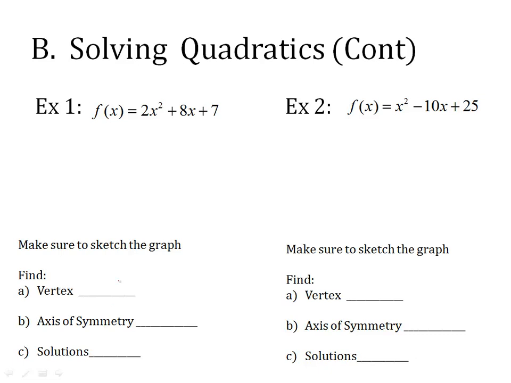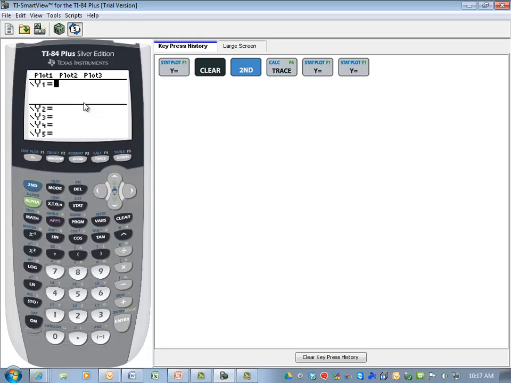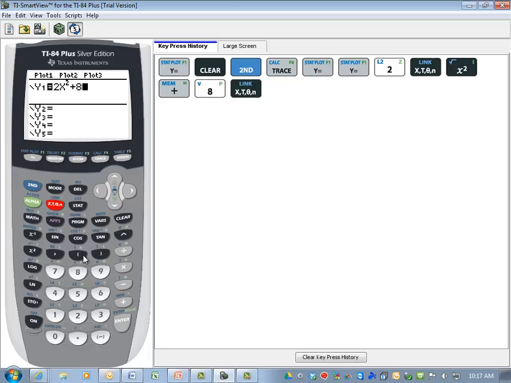All right, so let's try one of these. You have this equation, f of x equals 2x squared plus 8x plus 7. So we're going to go to our calculator, sketch this graph, and then use the calculator to help us find these solutions. We're going to type this in: 2x squared plus 8x plus 7. All we've done is type it in, and we're going to look at the graph.